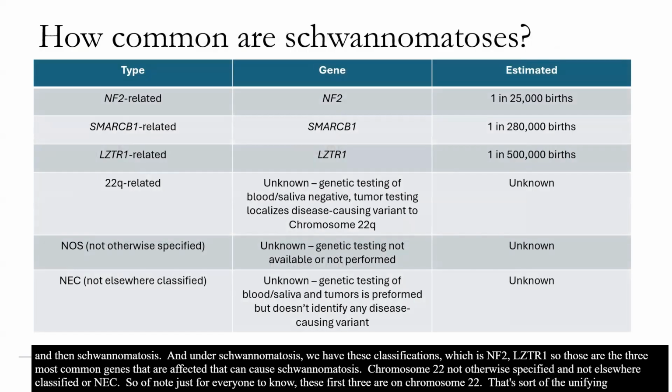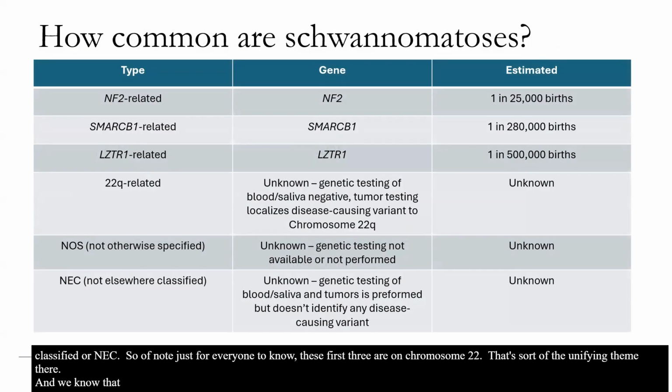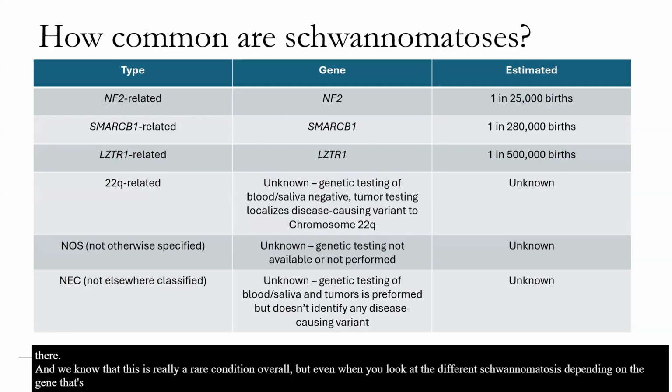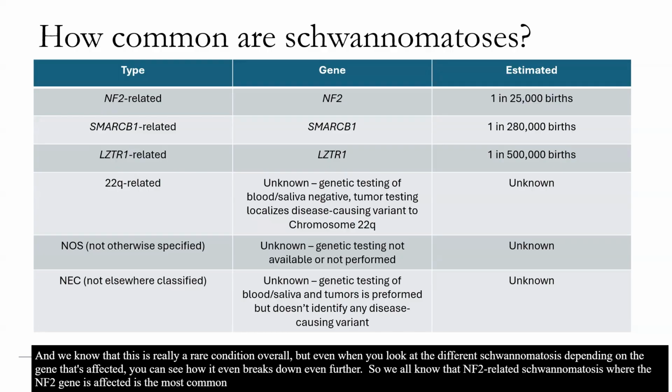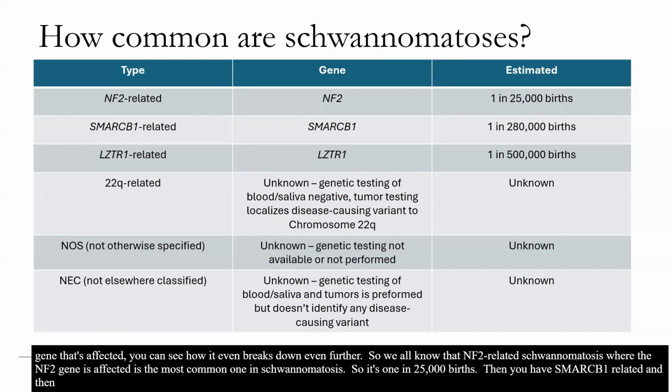We know that this is really a rare condition overall, but even when you look at the different schwannomatoses, depending on the gene that's affected, you can see how it breaks down even further. NF2 related schwannomatosis, where the NF2 gene is affected, is the most common one in schwannomatoses. It's 1 in 25,000 births. Then you have SMARCB1 related schwannomatosis, which is 1 in 280,000. And then LZTR1 related schwannomatosis, which is 1 in 500,000 births.